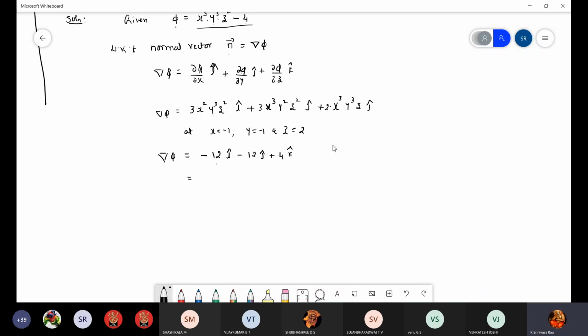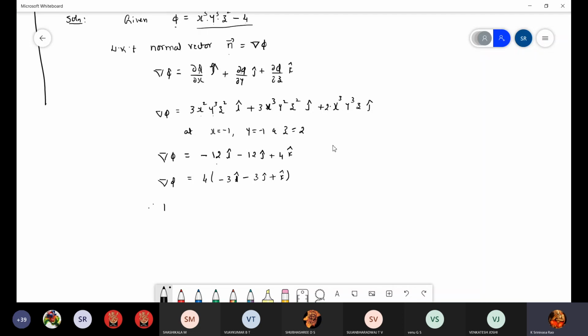What can I take common? 4, I can take common. So take 4 outside. You will get minus 3 i cap minus 3 j cap plus k cap. Okay, so this is grad phi.